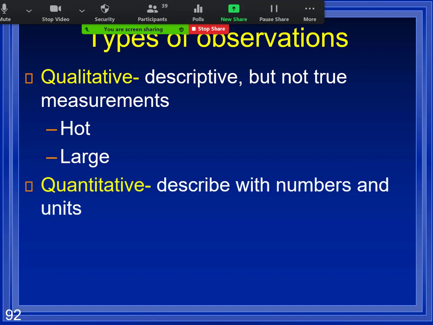Quantitative is the other kind of description. When I see the word quantitative, I see the word quantity versus quality. Quality, what it's like. Quantity, how many. This, quantitative, is what we mean by measurement. Described with numbers and units.